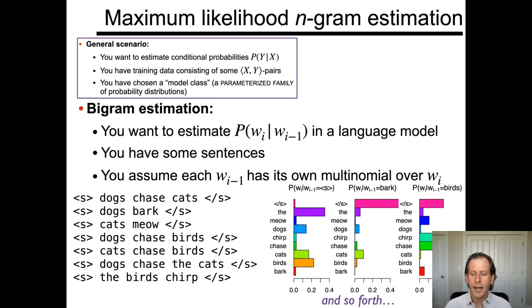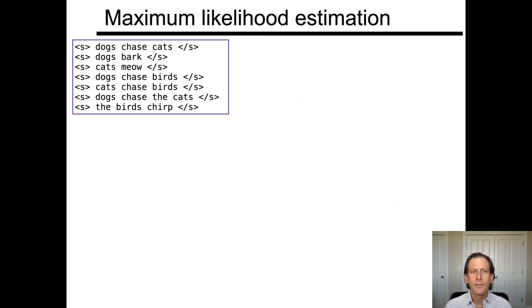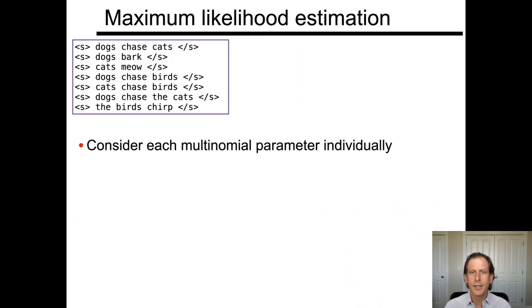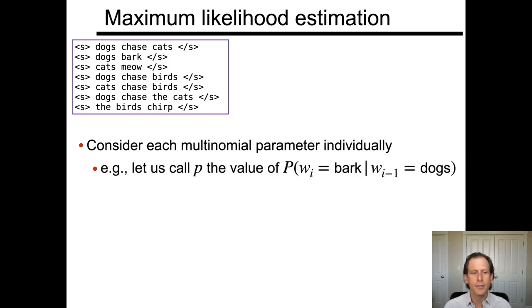Okay. How do I do this? First of all, I take my raw data, my training data, my corpus, and I will now think about, just conceptually, to understand what maximum likelihood estimation says, as follows. Let me consider each multinomial parameter, so each histogram bar length in the previous slide, as a parameter in the model, and I'm going to consider each one individually. For example, I might be interested in the probability that if the previous word was "dogs," the next word will be "bark." That should not be one of the lowest probabilities in my model.